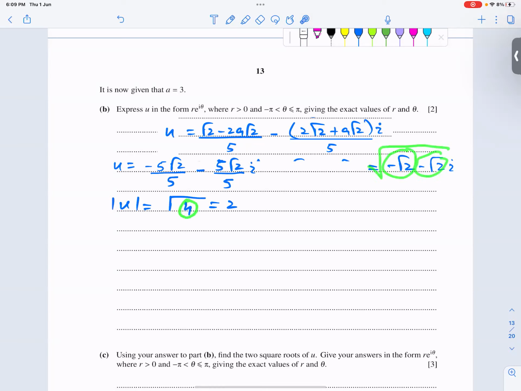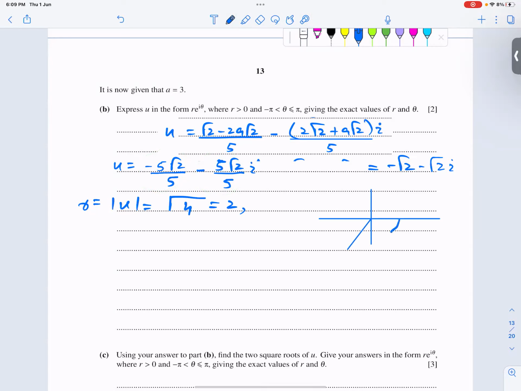So you will have just 4, and the square root of 4 is just 2. Okay, so our r is actually 2. R is equal to 2. And for theta, you need to look at this complex number where both x and y are negative. So it means that this complex number is in which quadrant? First, second, or third? This will be in the third quadrant.